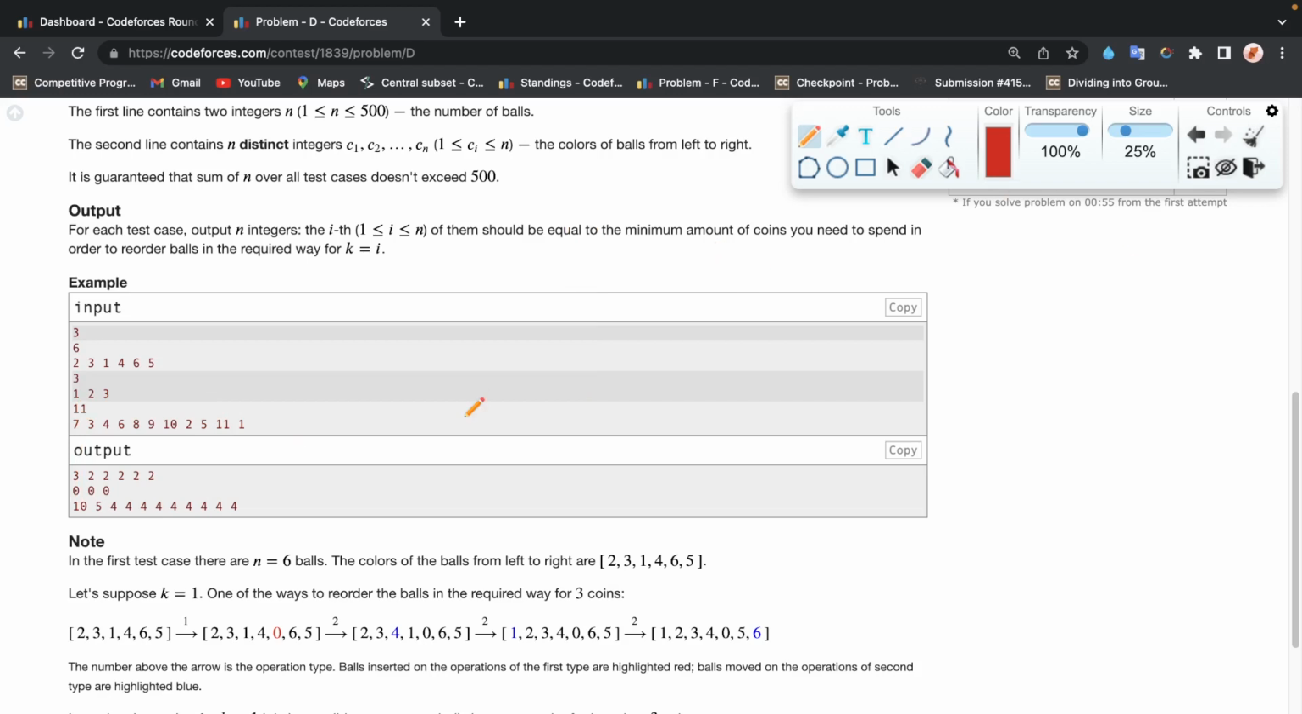pick in groups. So if I have one partition, I can pick one group. If I have two partitions, I can pick two groups. Three partitions, I can pick three groups. Now I want to pick the number of groups such that all the other elements are sorted. But how do I maintain that all the other elements are sorted?